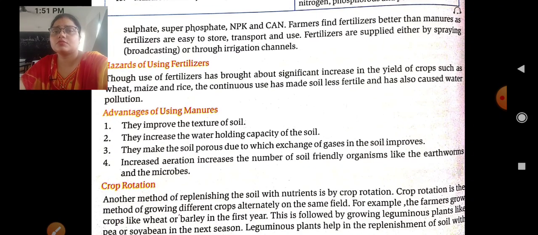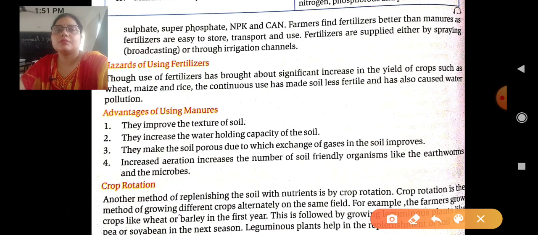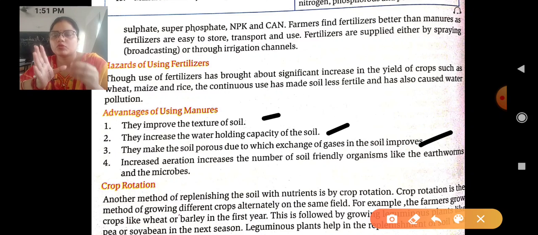So the advantages of using manure are: they improve the texture of the soil, which is a drawback of fertilizer. They increase the water holding capacity of the soil, which is also a drawback of fertilizer. If you use fertilizer for a long period of time, it makes the soil less porous, due to which the exchange of gases in the soil is affected. Manure makes the soil porous, with holes, so the exchange of gases easily improves.